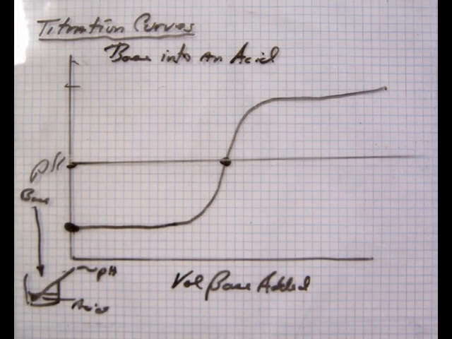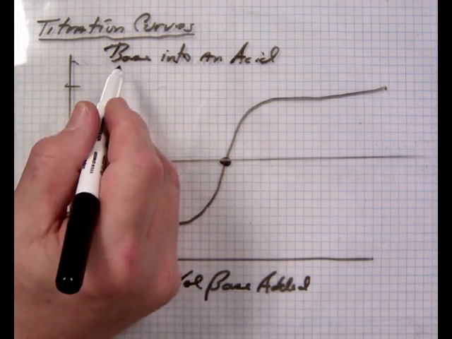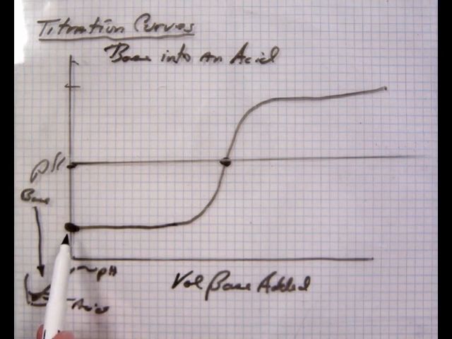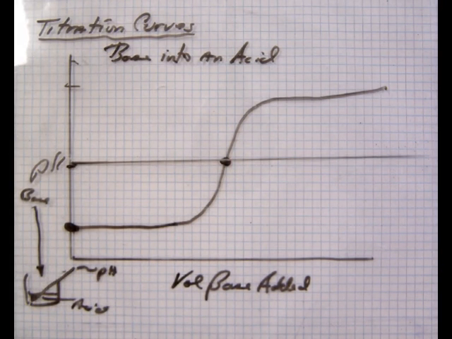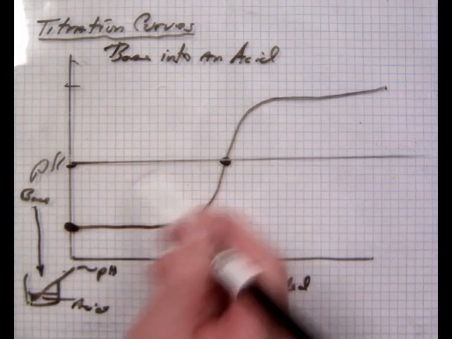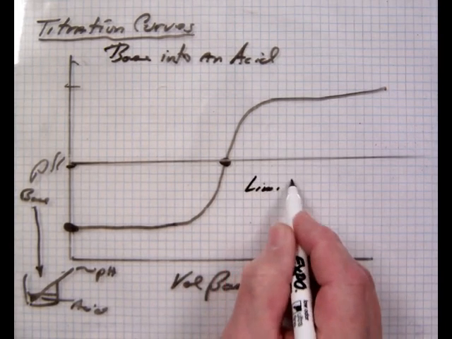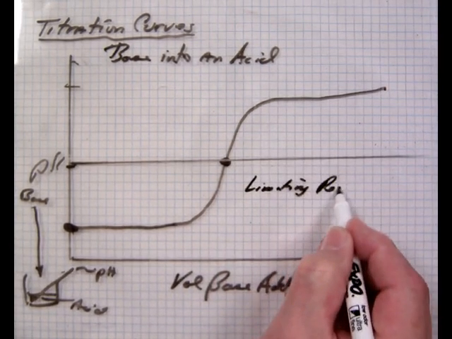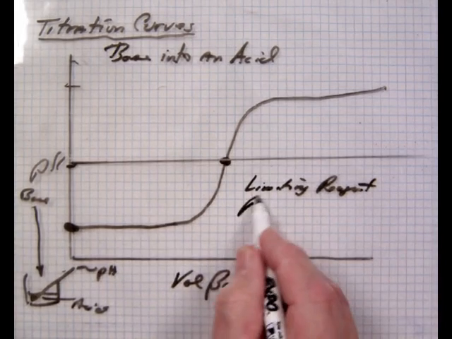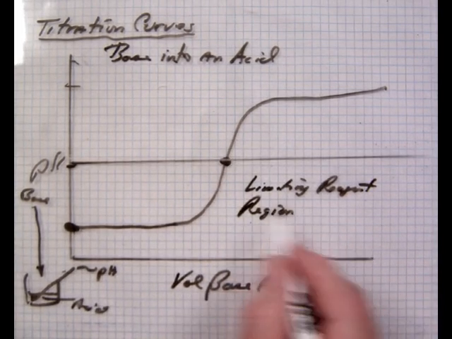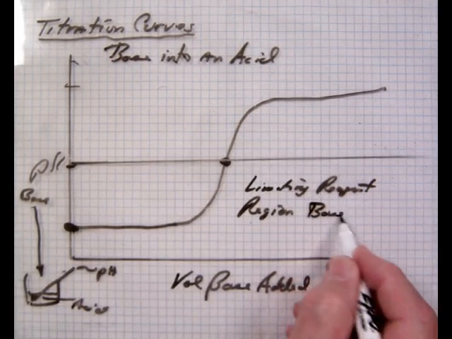Okay. As you add the base in the beginning stages of the titration, what's the limiting reagent? You missed that on that quiz. I remember you asking me about that. It's the base. It goes away first. Okay, everybody got that? Okay, the limiting reagent. So this region down here is a limiting reagent, and in this case, the base.